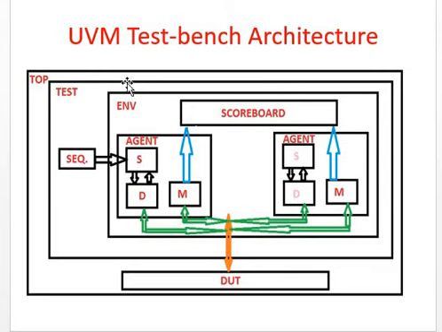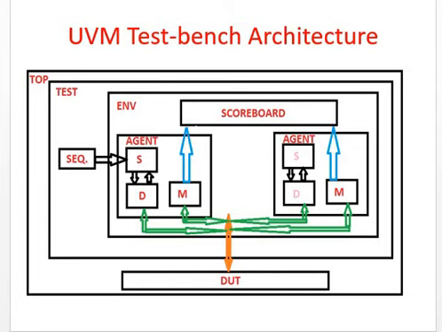So the things are instantiated inside the top class basically. Inside test, the environment and sequence are instantiated. First we have to create the test, then only we will create environment and sequences. Once environment is created, then we will allocate memory for the agent. Once the memory is allocated for the agent, then we are going to create the sequencer, driver and monitor basically. So it will be done in a top to down approach. That's why the build phase is top to down.